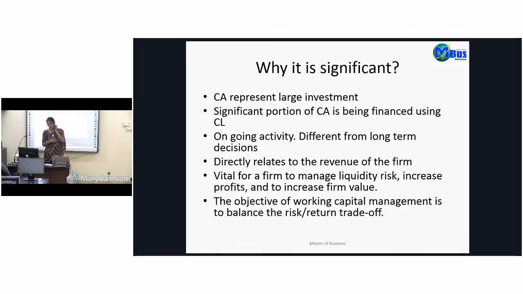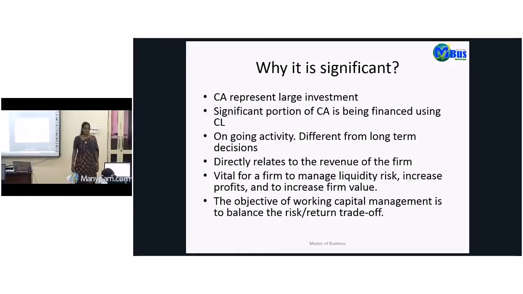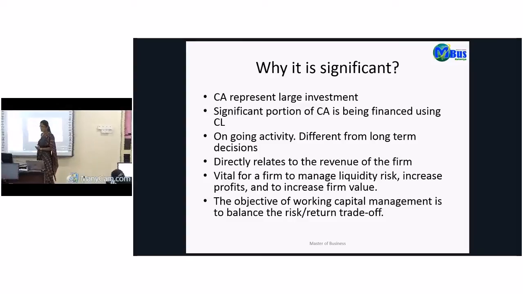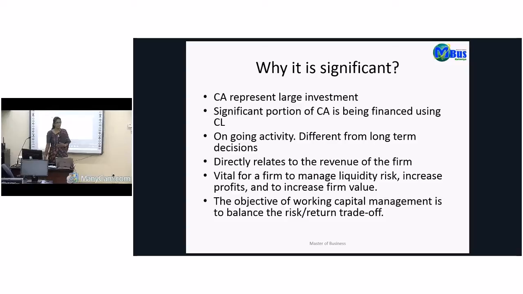A significant portion of current assets is being financed using current liabilities. What is that? That explains the maturity matching concept. In the maturity matching concept, when we finance long-term assets or fixed assets, we have to use long-term sources of finance. When we finance short-term assets or current assets, we have to use short-term sources of finance. So in order to finance current assets, we should use current liabilities. That is the concept, that is the norm, right?